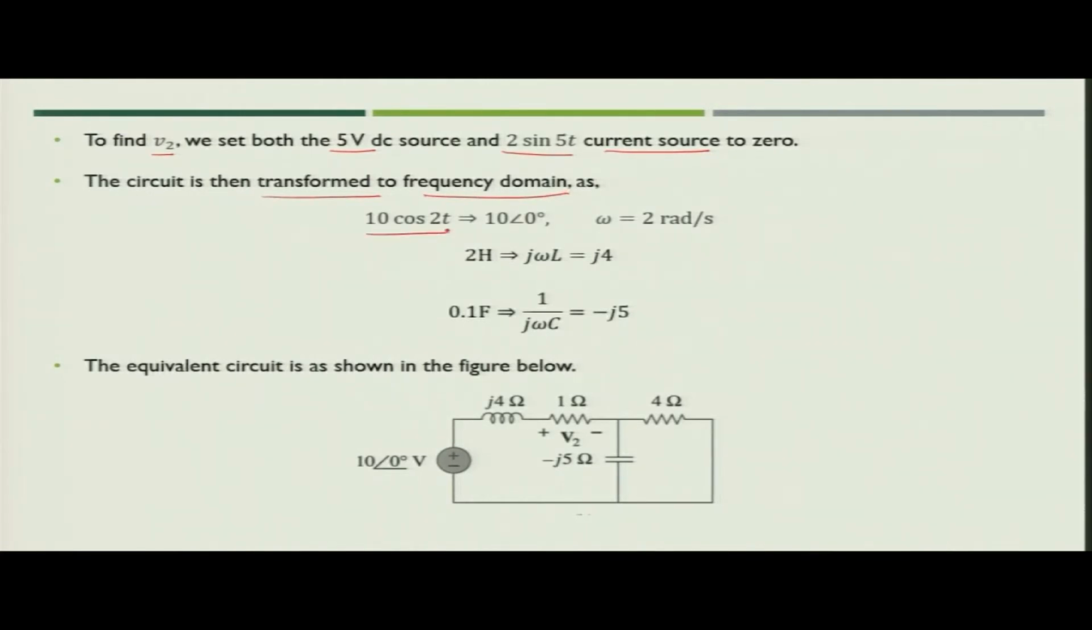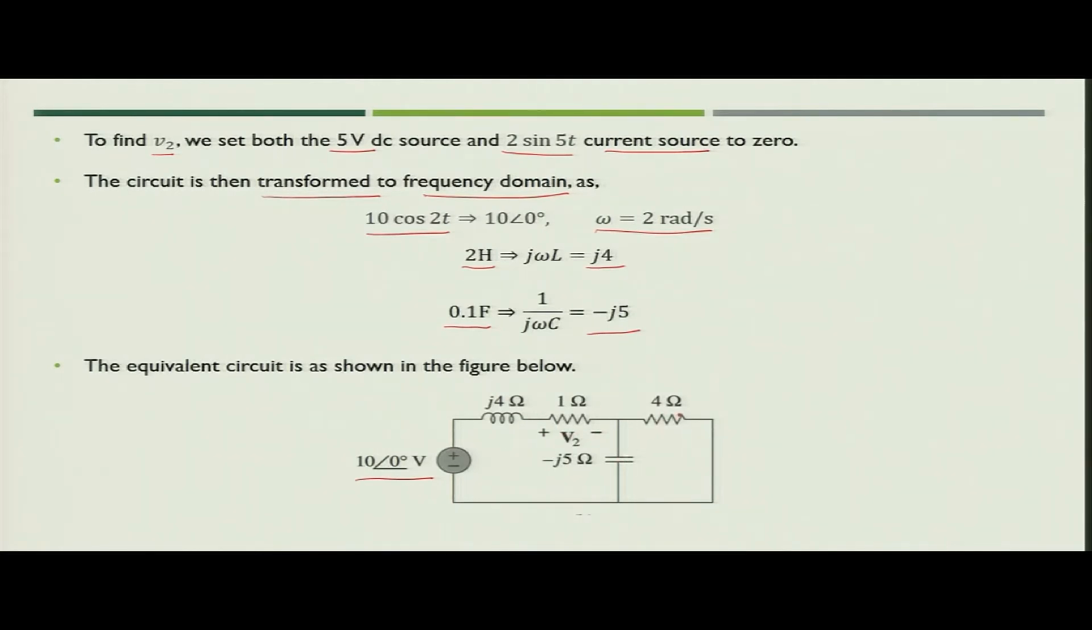So, 10 cos 2t we can write simply as 10 angle 0, where omega is 2 radian. So, the 2 Henry inductance will be converted into frequency domain. So, you can write it as J4, and then the 0.1 farad capacitor can be written as 1 upon j omega c. So, it will come out to be minus J5. Now, your circuit is ready for the analysis. We need to find out the voltage V2 across 1 ohm resistance.